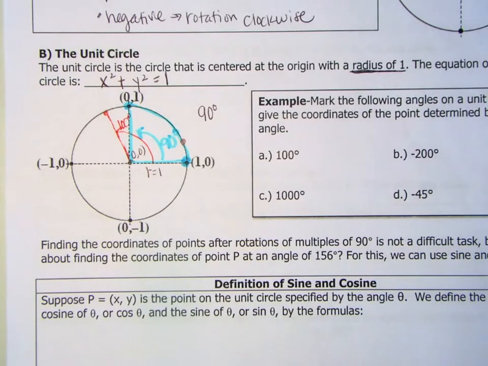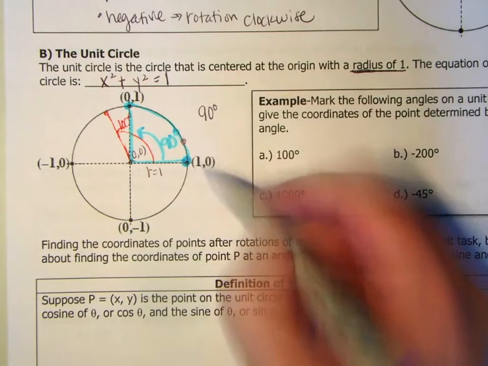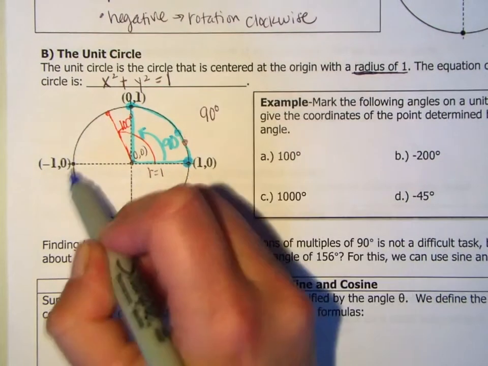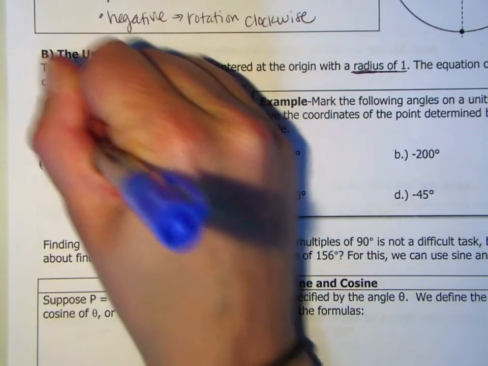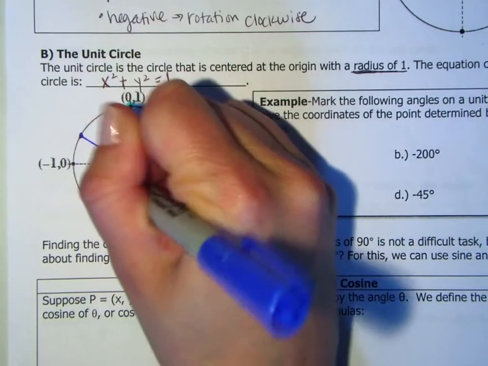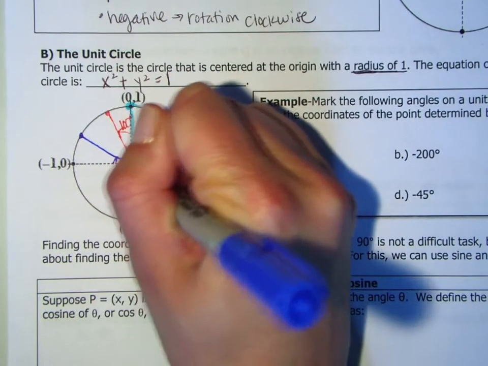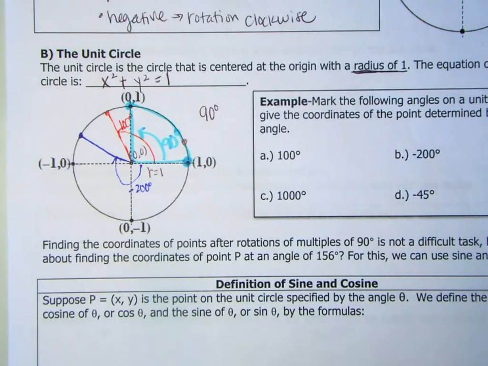Negative 200 degrees. Lauren, run up and show us about where negative 200 degrees would be. Yeah, that would be about right. Because it's negative, we're going clockwise. Half the circle is 180, so what she said, about right here, would be about right. Make sure you show that rotation going clockwise.